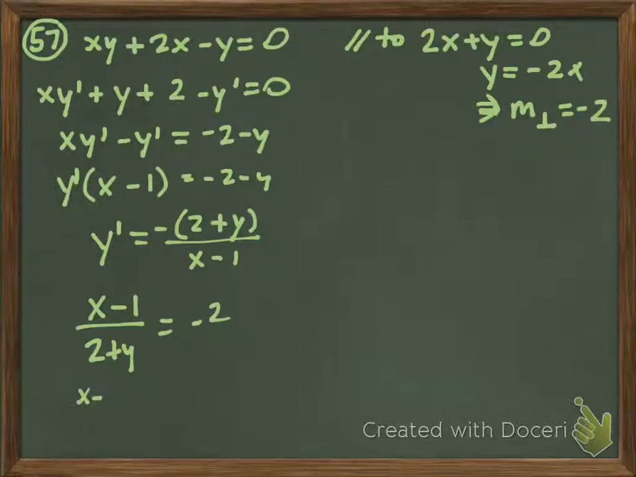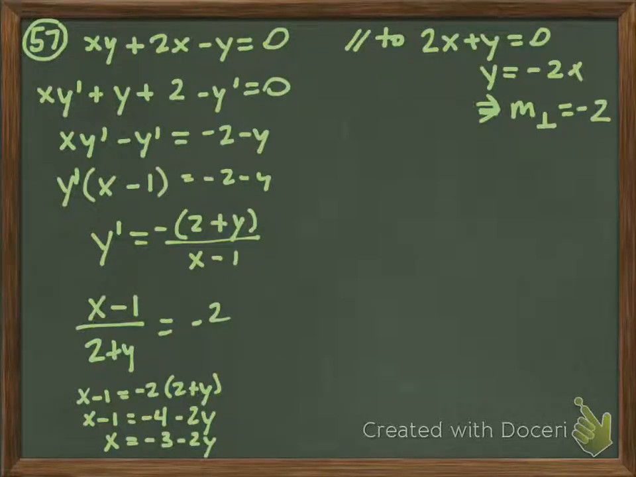All right, so then x minus 1 equals negative 2 times 2 plus y. And then x minus 1 equals negative 4 minus 2y. So x equals negative 3 minus 2y. That's what I'm getting. Agreed? All right, so now I need to know what to do next. What should I do next? Plug it in where? To the original function. So I'm going to replace all the x's with negative 3 minus 2y's. I could have just as easily solved for y and replaced the y's with the next expression.